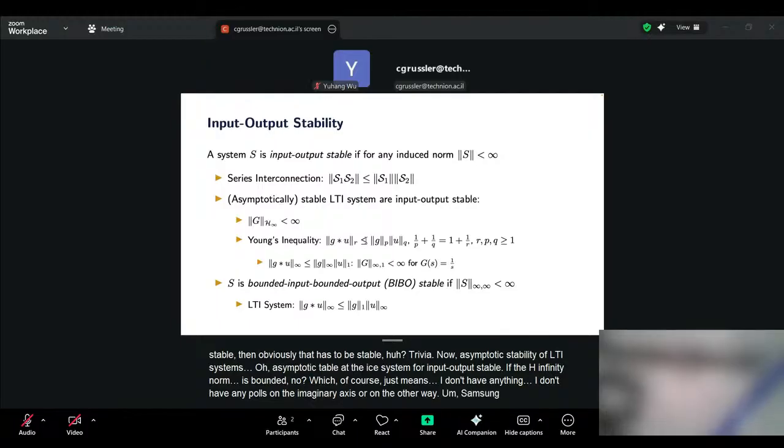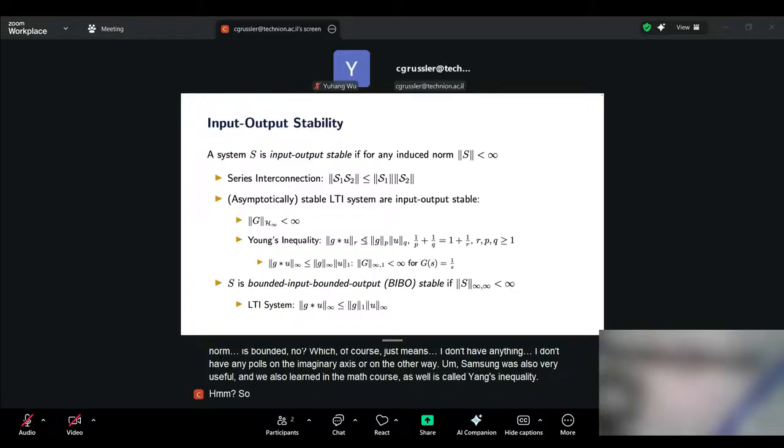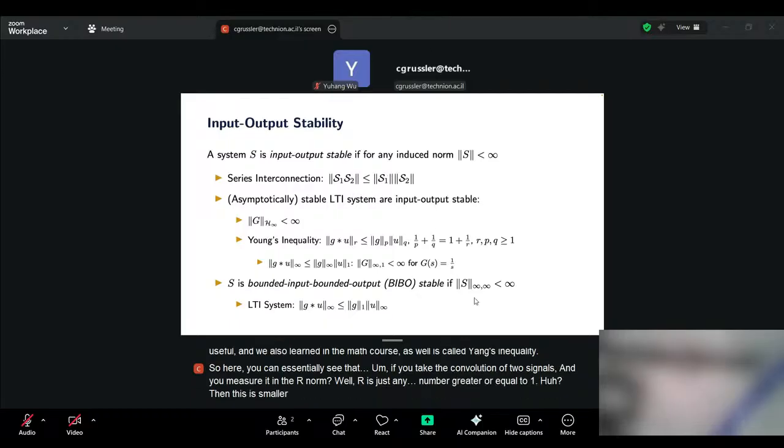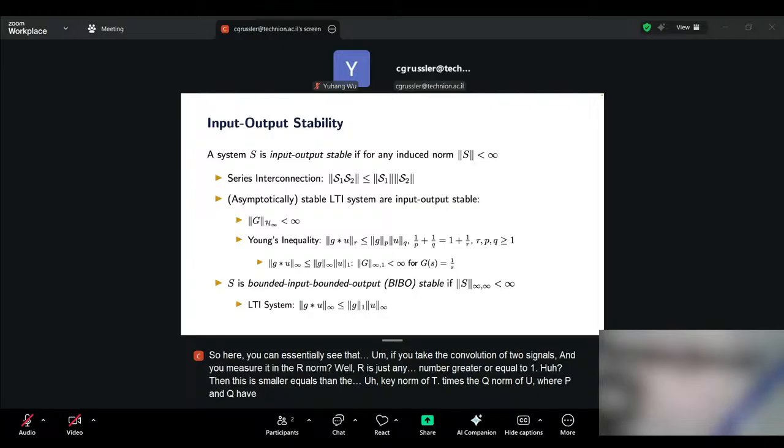Something that is also very useful, we also learned in the math course, is what is called Young's inequality. So here you can essentially see that if you take the convolution of two signals, you measure it in the R norm, where R is just any number greater or equal to 1, and this is smaller or equal than the P norm of G times the Q norm of U, where P and Q have the standard relationship that 1 over P plus 1 over Q has to be equal to 1 plus 1 divided by R.